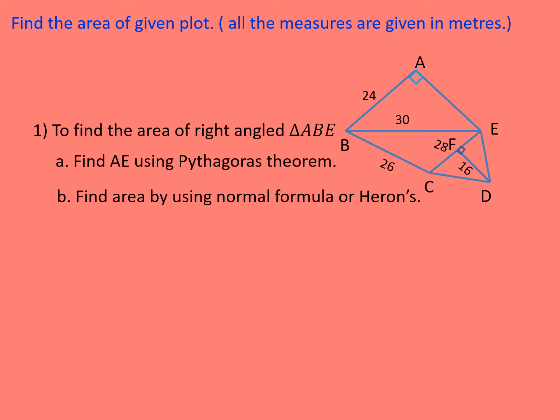area of triangle BAE. You can use the normal formula, or you can also use Heron's formula, depending on you. By any one method you can find out the area of triangle ABE. Now to find out the area of triangle BCE, where all three sides are given to you, you can only use Heron's formula. So you can find the area of triangle BCE by using Heron's formula.